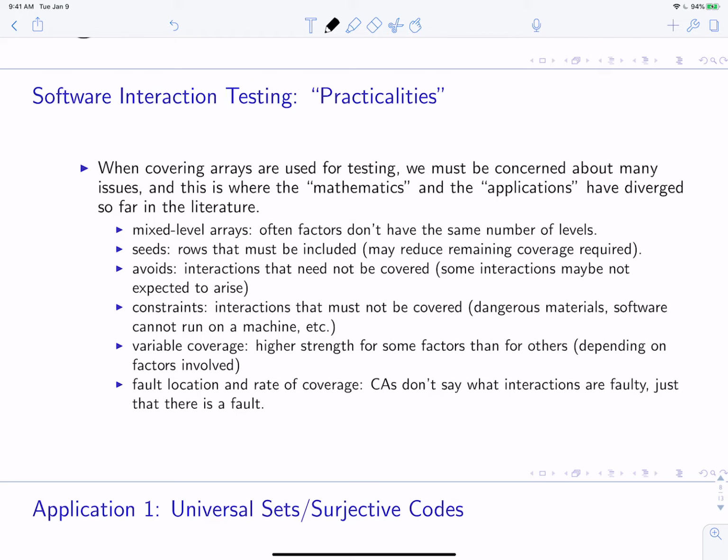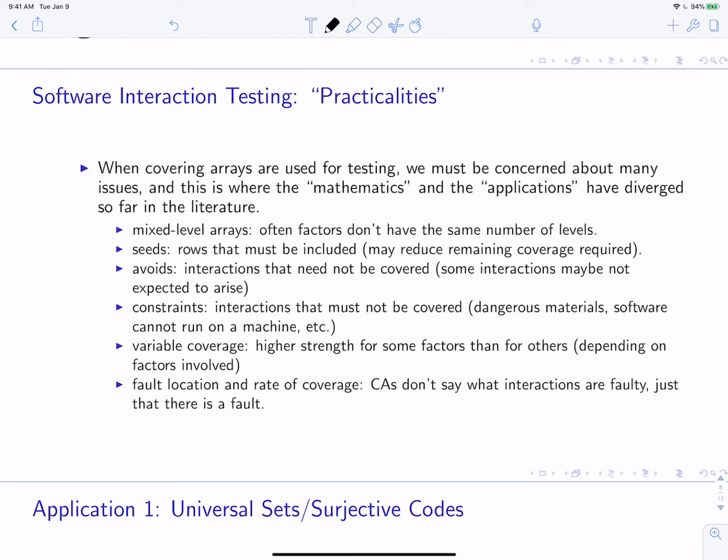So mixed level, of course, some components don't have the same number of values that they can have. Rows that must be included. So there are some tests in some systems that you have to run no matter what. So from the point of view of generating the covering array, we don't even need to consider those rows. So therefore, we can just throw them out and work with a smaller set of interactions. Instead of working with every possible interaction, we just work with a smaller number. There are some interactions that don't have to be covered, whereas in the usual definition, they have to be.